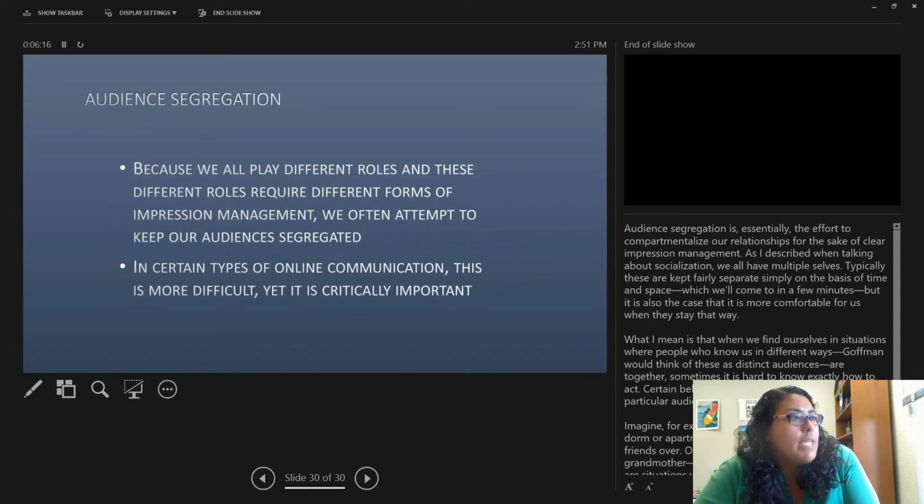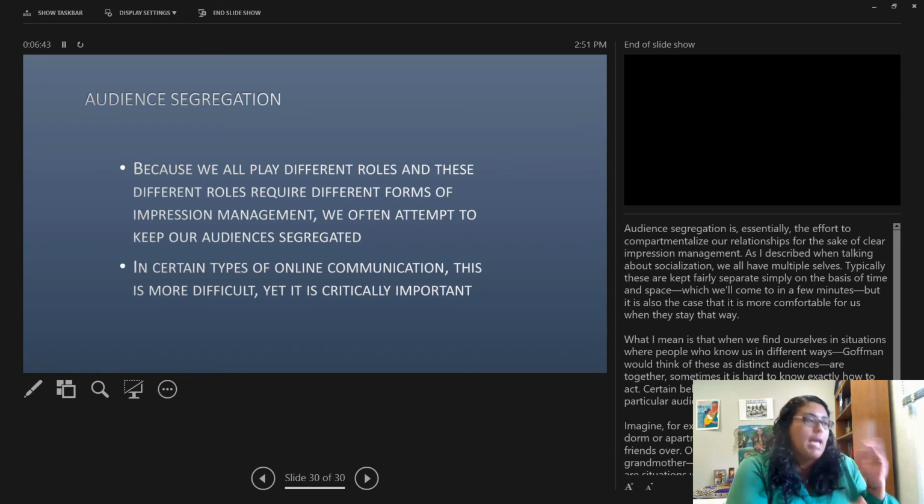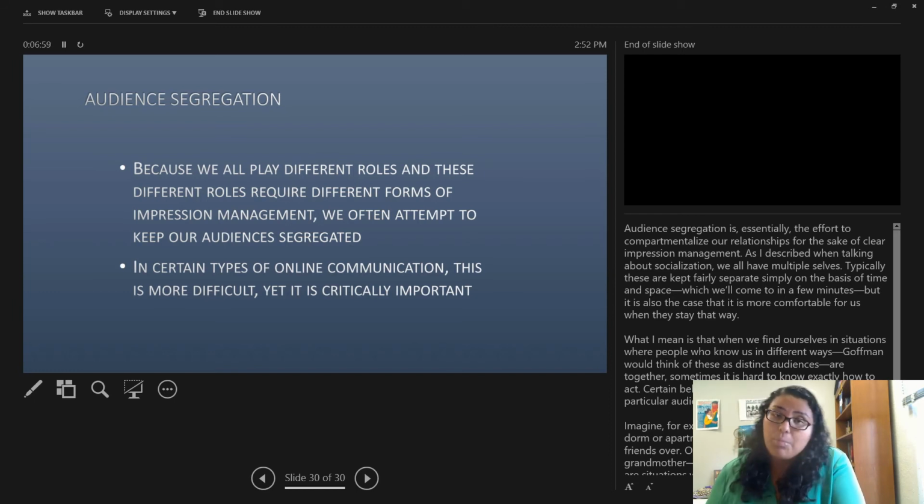All right, audience segregation. Because we have all these different roles and we're trying to manage impressions with different groups, it's really important for us. He saw that people try to segregate their audience. People really didn't want to intermingle groups. So for example, with your friends and your family, you're going to act a different way with your friends because you're going to be more relaxed, and maybe you're cussing compared to your family. Sometimes that's not the case. Some families don't care if you're cussing, and some very much do. Then maybe you have college friends, maybe from grad school, and these people know specific contexts, right? So it's really important to keep them segregated. They're going to be like, whoa, that's a little different. I didn't know that side of her.